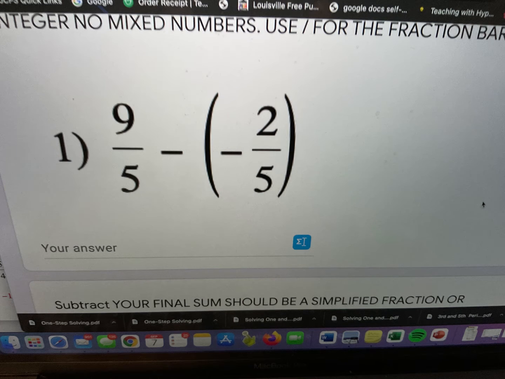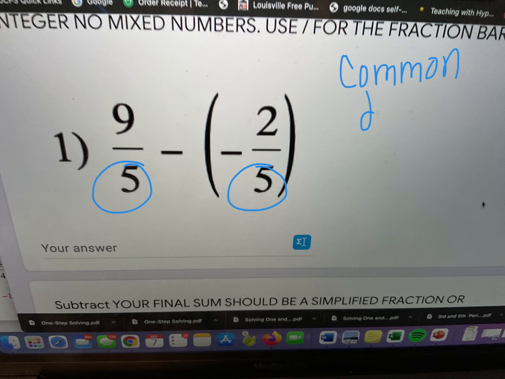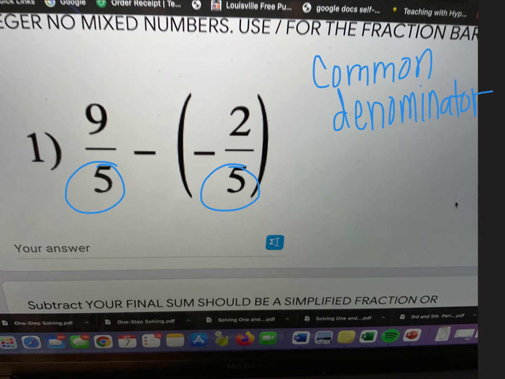Hi mathematicians, in this video we are going to keep subtracting fractions, and in every case we're still going to have a common denominator, which remember means that we're just going to end up with the same denominator that we started. So we're going to keep that denominator, and then we need to deal with the numbers that are in the numerator. And we have 9 minus negative 2.